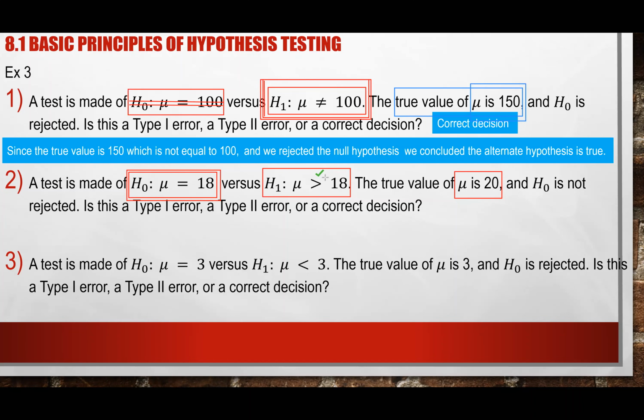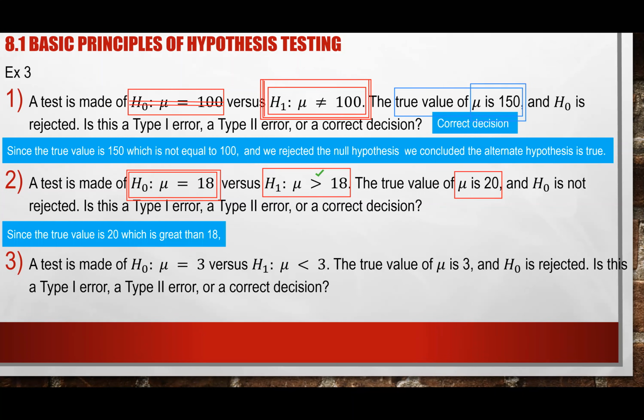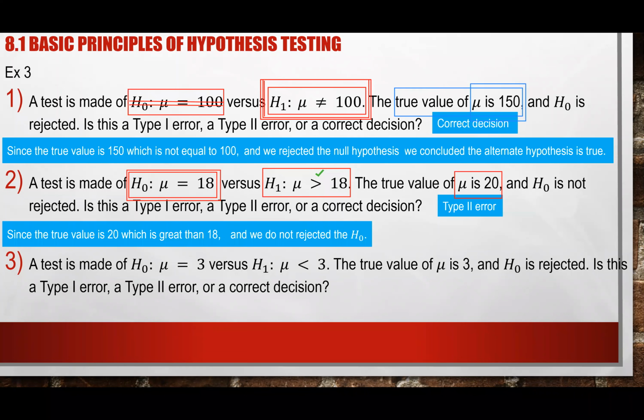But again, it's not equal to 20, it's not equal to 18, which is false. But somehow we fail to reject it. The mistake we're making here is when H naught is false, but we do not reject it. That is your type 2 error. So when we do not reject H naught and H naught is false, that is a type 2 error. Fail to reject when it is false.